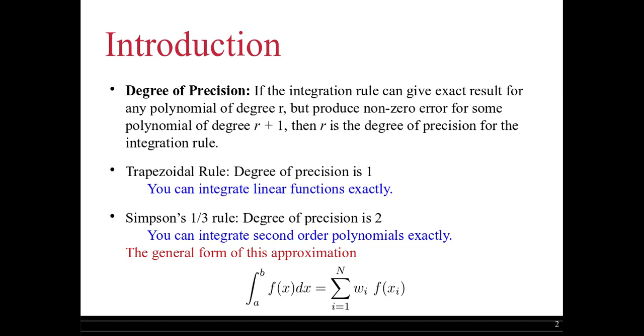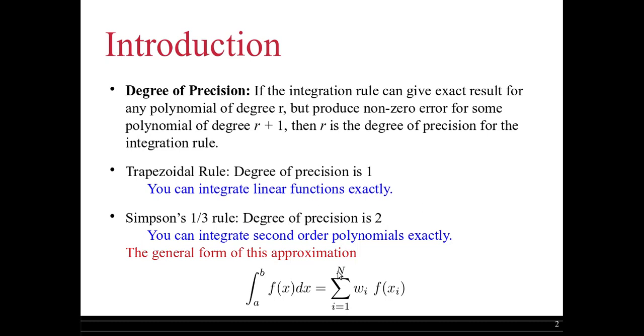In general the form of this approximation is the integration over a to b of f(x) dx equals a sum of some weights times function values. The wi's are the weight factors, and these function values are at some sample points, the xi's. So xi's are called sample points and wi's are called the weight factors. In general this is for the endpoint formula. For the trapezoidal rule, n is equal to 2 here.